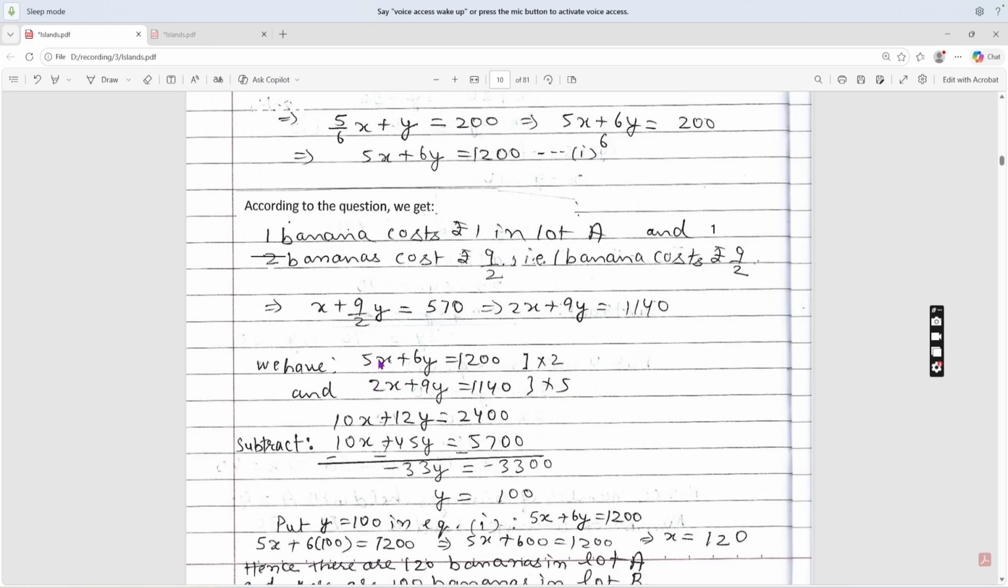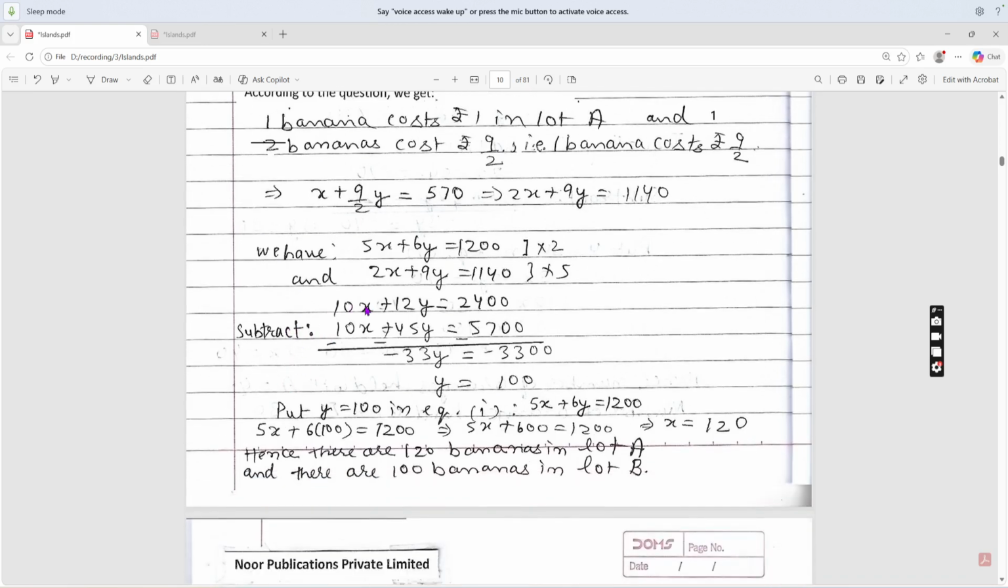Now we are going to multiply 5 into 2, that is 10. 6 into 2, that is 12. 1200 into 2, that is 2400. 2 into 5 is 10, 9 into 5 is 45, and 1140 into 5 is 5700. Now we have to subtract, because the sign of the coefficient of x in both the equations is plus, plus, that is the same. When it is the same, we have to subtract in order to make them 0.